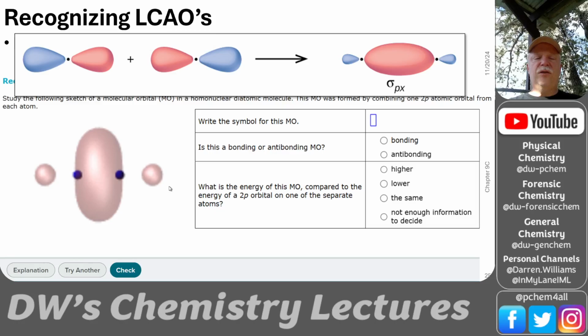Okay, this is the strange shape that you get when the p orbitals come in end on. When they interact end-on and mesh, they form a sigma interaction, which is a bonding interaction, which is lower in energy than the p orbitals on each individual atom.